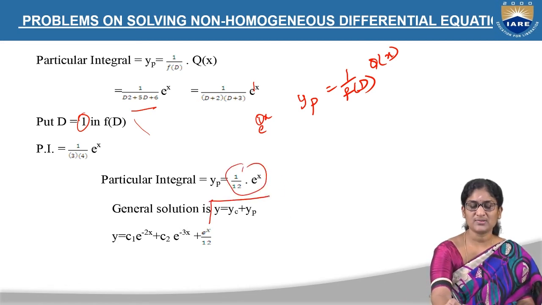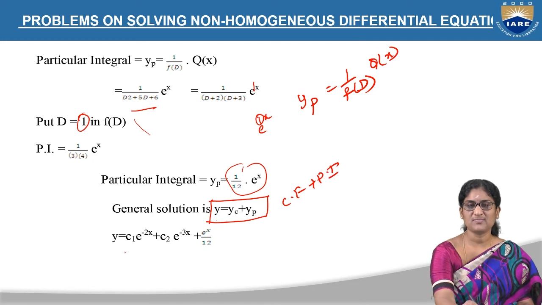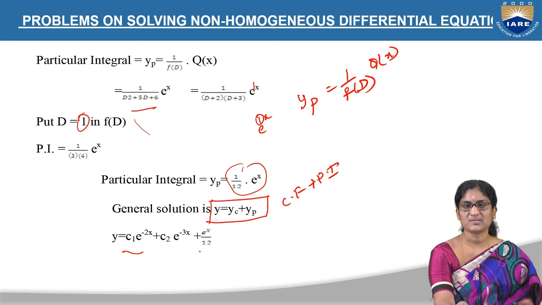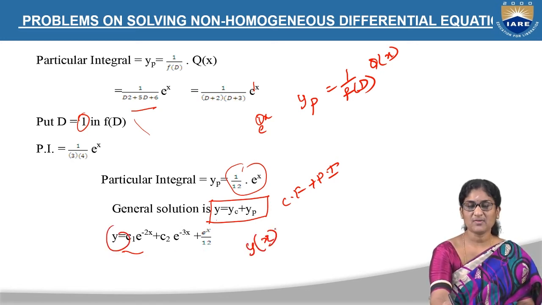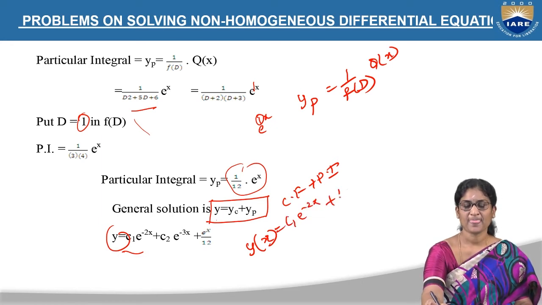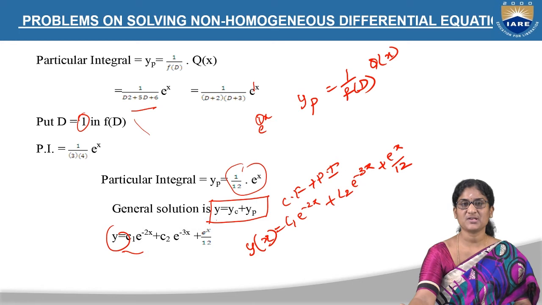Now the general solution is a combination of two, that is the complementary function and the particular integral. So the complementary function I got as c1 e power minus 2x plus c2 e to the power of minus 3x, plus e power x by 12. So y of x can be written as c1 e to the power of minus 2x plus c2 e to the power of minus 3x plus e power x by 12. So this is how we can find out the general solution for the non-homogeneous differential equation.